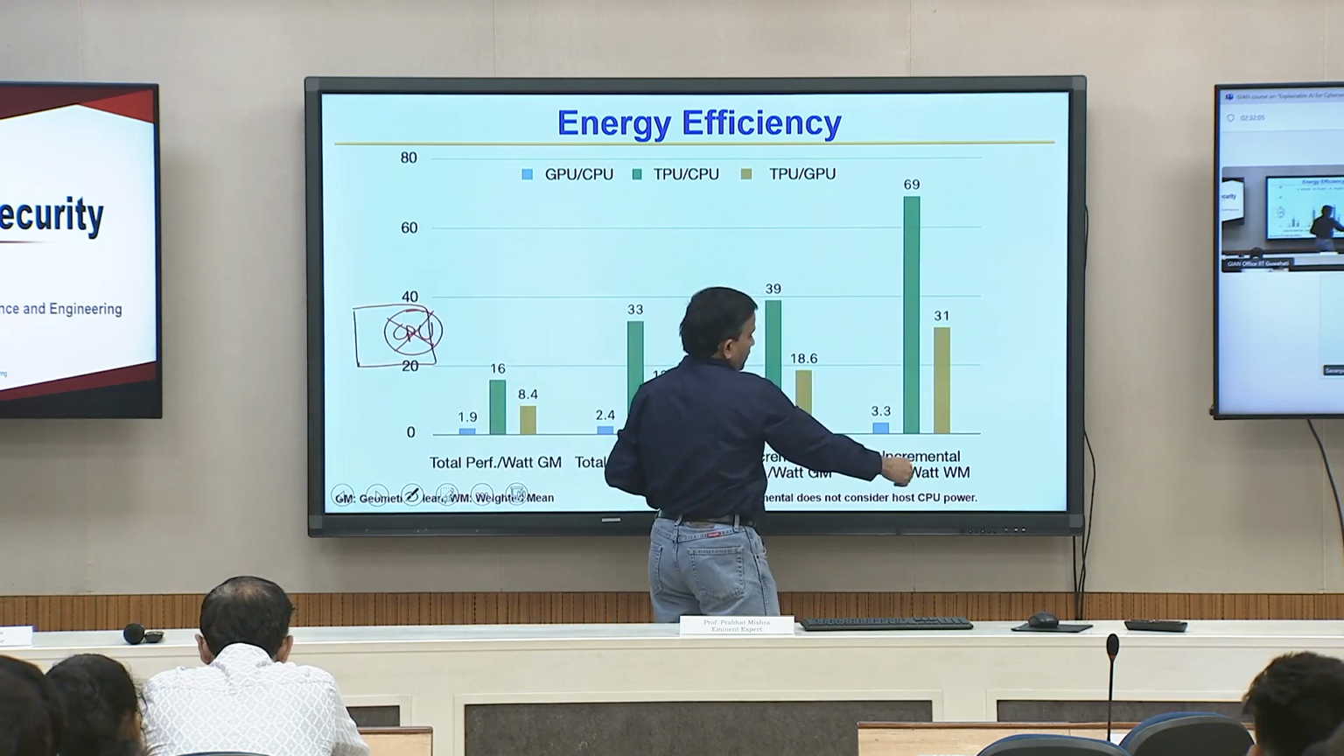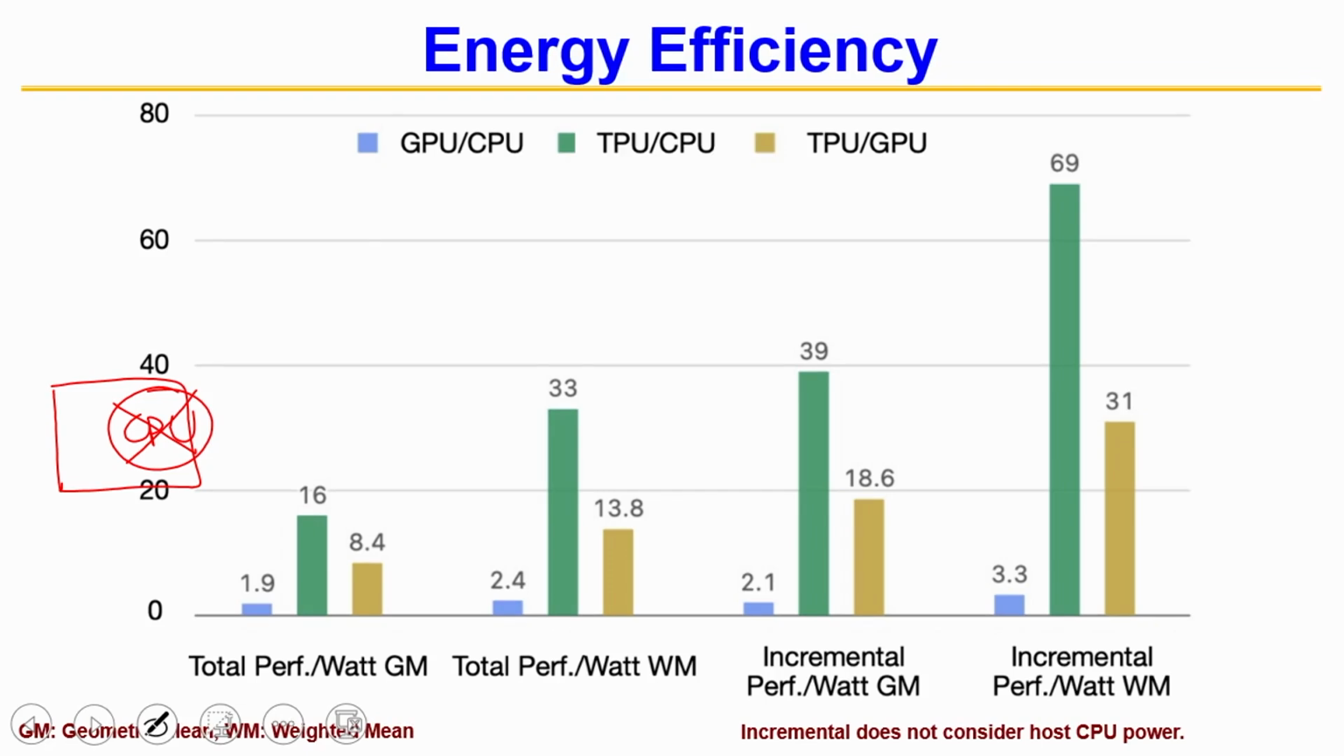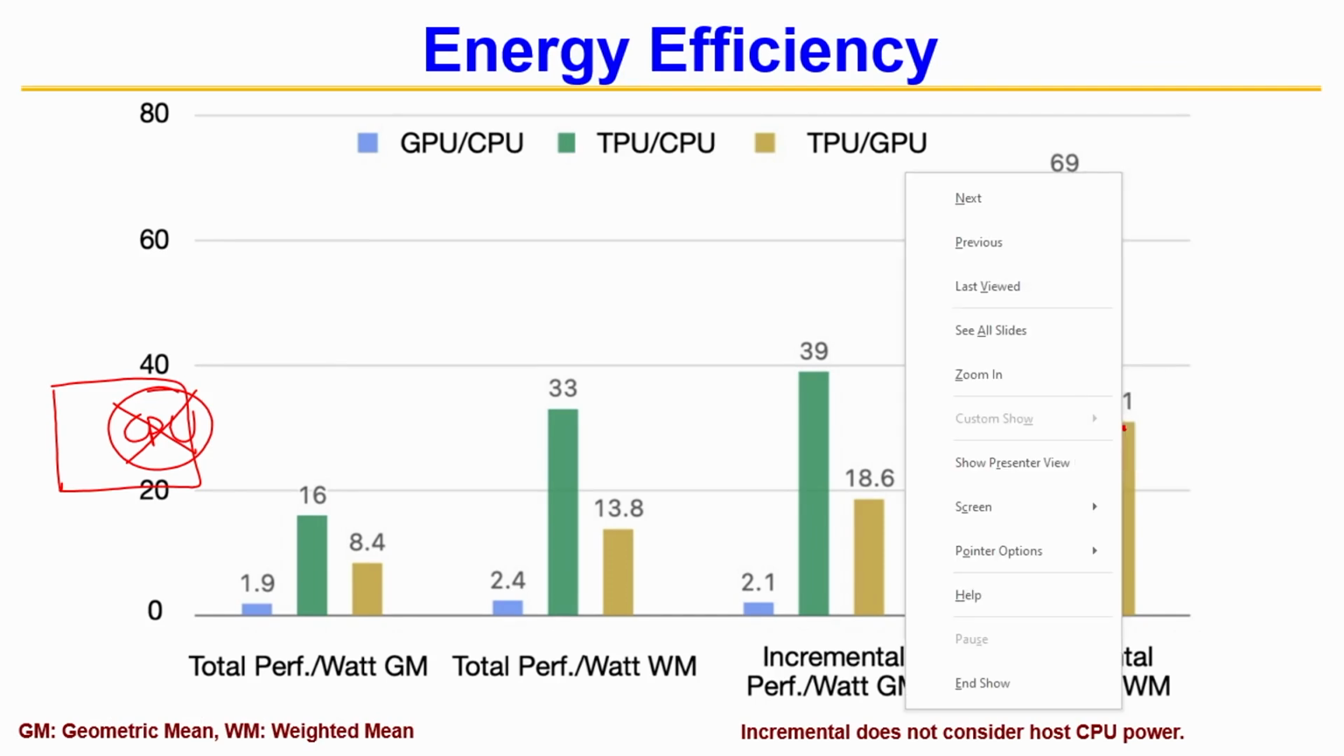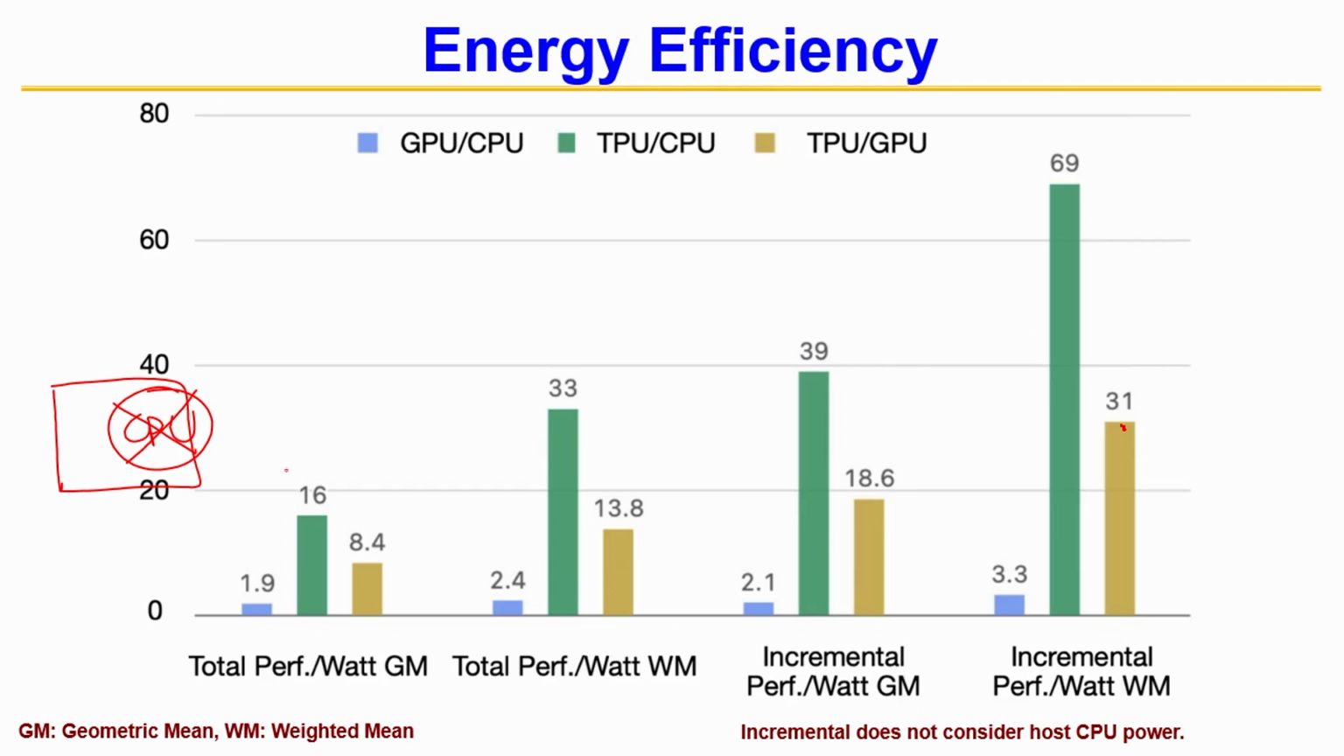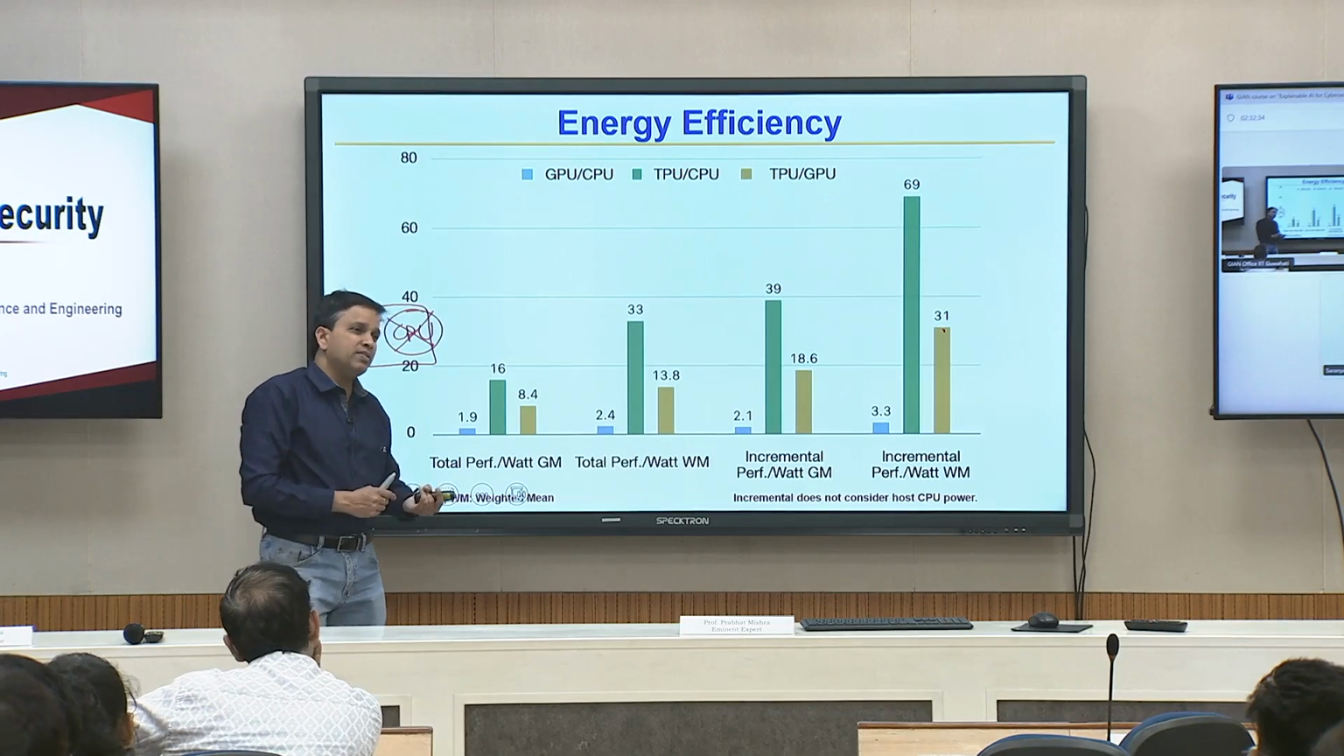If you get rid of the CPU contribution, TPU would look significantly better, 32 times better, instead of 8.4 or 13.8 in this particular example, weighted mean and geometric mean. So, the bottom line in this analysis is that, as expected, TPU is going to do better than GPU and GPU is going to do better than CPU.